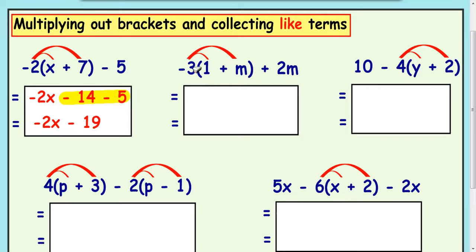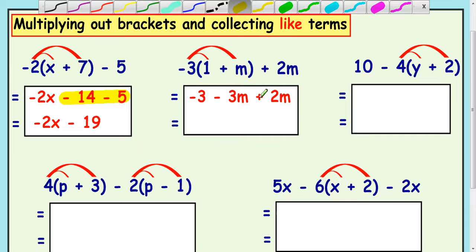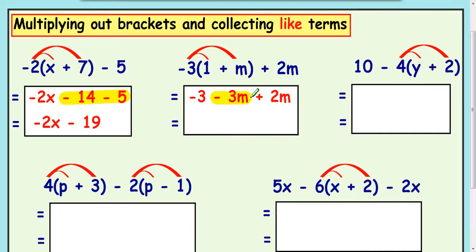Okay, on to the next one. Negative 3 times positive 1, it's negative 3. Negative 3 times positive m is negative 3m. And just write your plus 2m at the side. Again, collect terms the same, so we look at this like that.